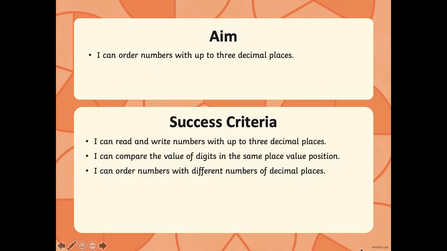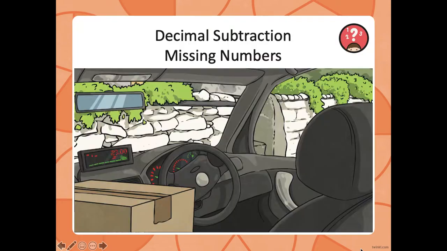I can read and write numbers with up to 3 decimal places. Should be able to do that. I can compare the value of digits in the same place value position. Did some of that yesterday. And then this is the next step. I can order numbers with different numbers of decimal places. Okay? So let's think about ordering numbers with decimal places.